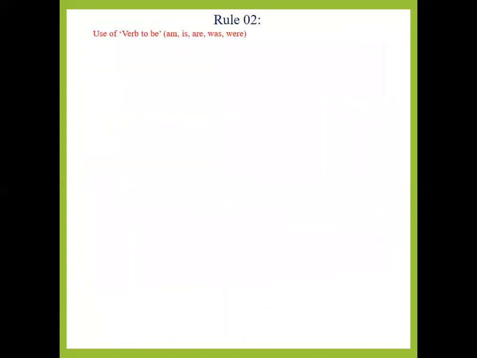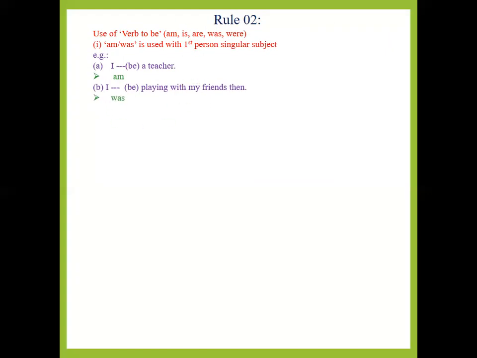Rule 2, use of verb to be, that is am, is, are, was, were. 1. Am and was are used with first person singular subject. For example, I be a teacher. I is the first person and it is singular. That's why am. I be playing with my friends then. Was. I was playing with my friends then.